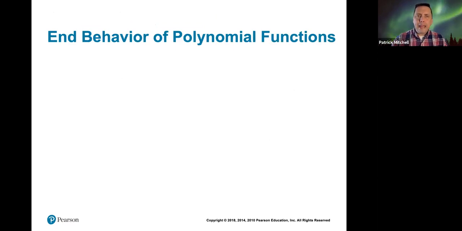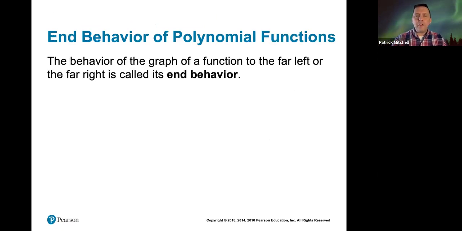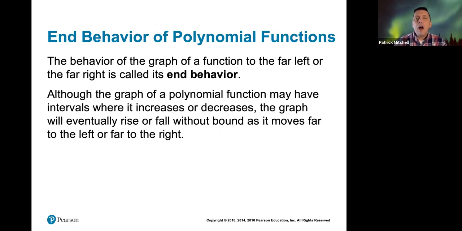All right, end behavior. The behavior of the graph of a function to the far left or far right is called its end behavior. Although the graph of a polynomial function may have intervals where it increases or decreases, the graph will eventually rise or fall without bound as it moves far to the left or far to the right. So in other words, a polynomial function can't just go like this forever and ever like a trig function does.